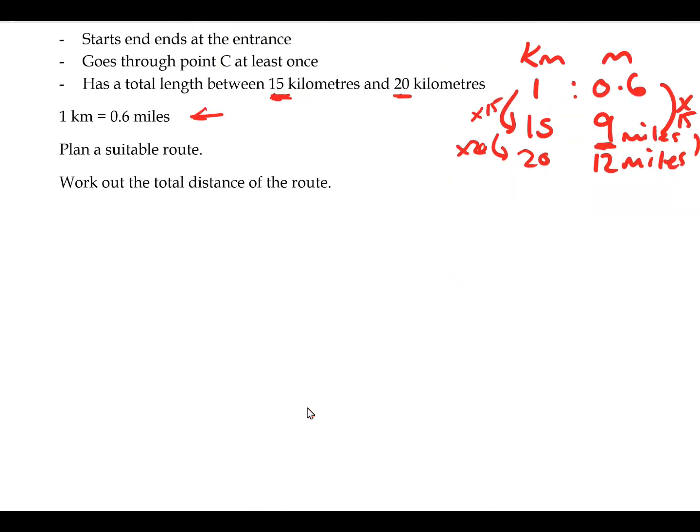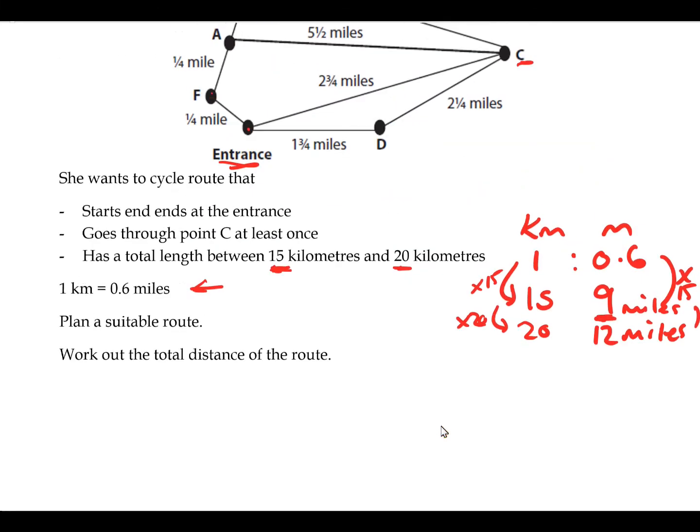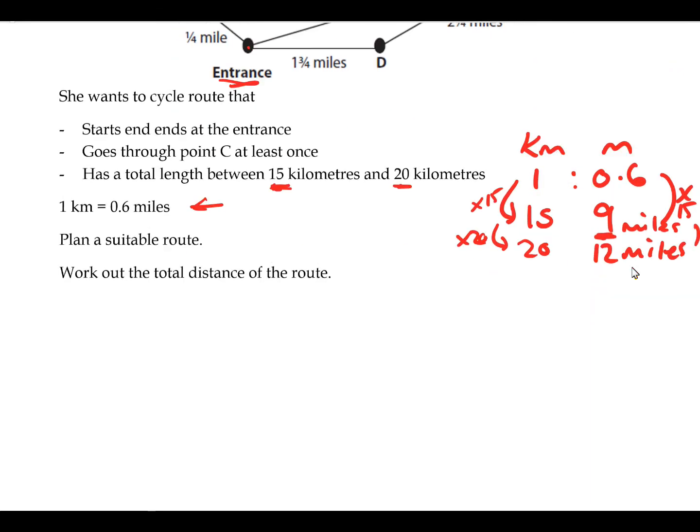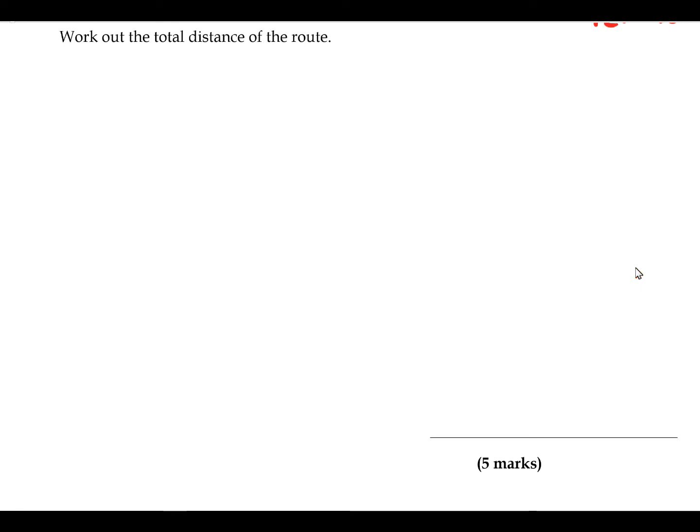So work out the total distance for the route and plan the route. So our plan for the route is here. We're going to go from the entrance to D, to C, to B, to A, to F, and then back to the entrance. And our distance is 9 1/2 miles. So on the answer line, we can put our 9 1/2 miles as our distance, and then our justification and working out is that scribbling that I did at the top. And that question is worth 5 marks.